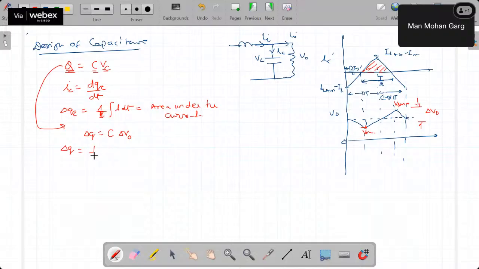First, this is a triangle, so half into base into height, and what is this height? This total is del IL, so this height is del IL by 2. This becomes 1 upon 8 into del IL.